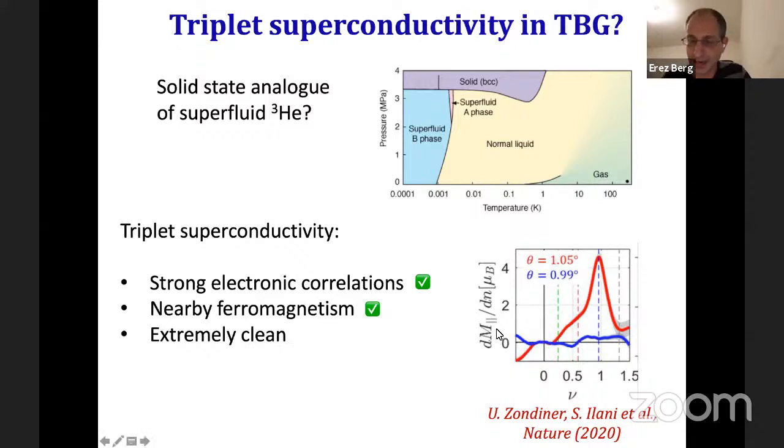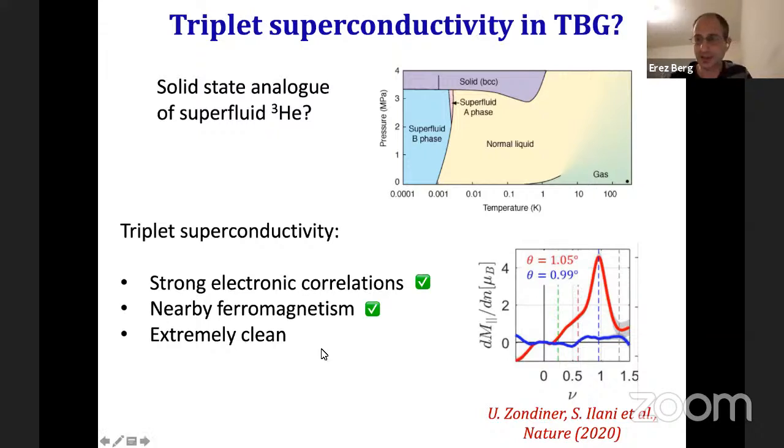This red curve is dm/dn, the derivative of magnetization with respect to density, as a function of density. And you see close to nu equals 1, there's this huge peak in dm/dn. So it looks like a spontaneous magnetization close to nu equals 1. This is a ferromagnet. And there are other experiments, some of which I'll mention, that show ferromagnetism. And we know that this ferromagnetism lives at least not very far from superconductivity in the phase diagram.